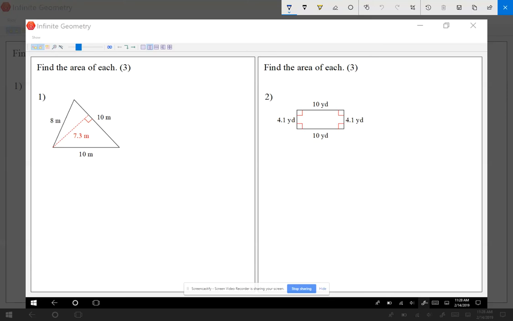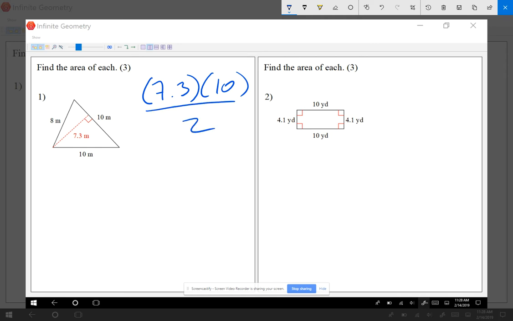The first question, we have a triangle. Now I'm just asking, what's the area of that triangle? I'm only looking at two numbers, the two numbers that cross a 90 degrees. So the 90 degrees is very important. The two numbers across the 90 degrees are 7.3 and 10. Multiply them out, 7.3 times 10, because it's a triangle, divided by 2.